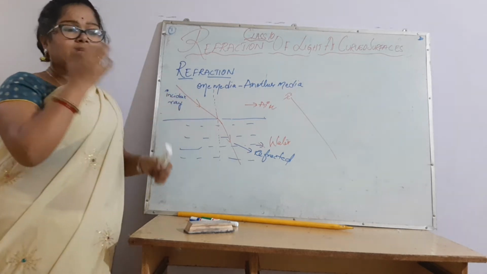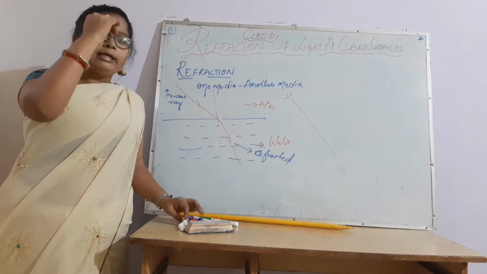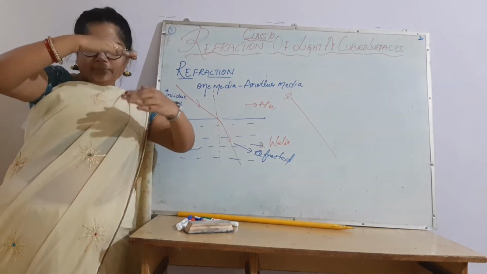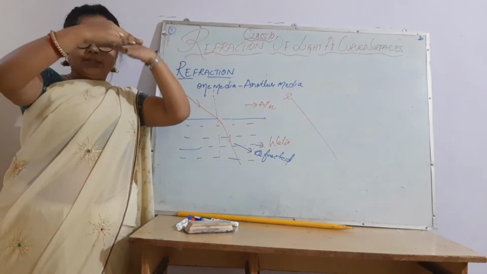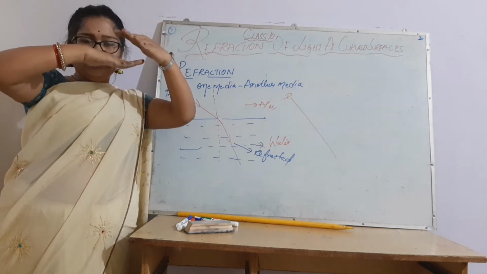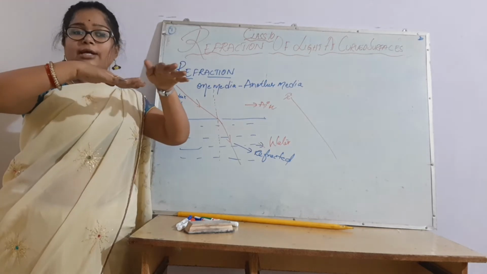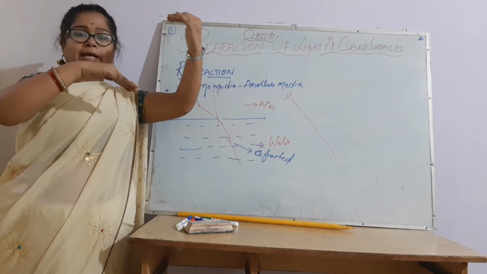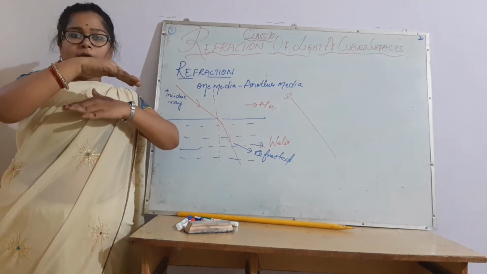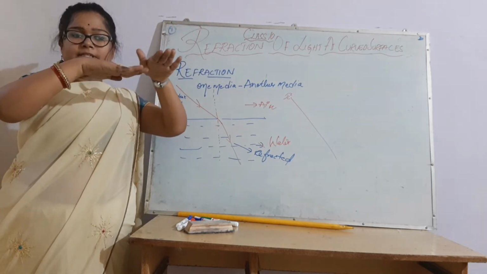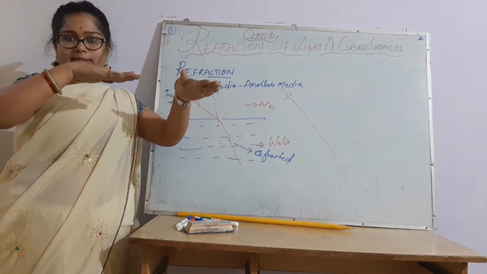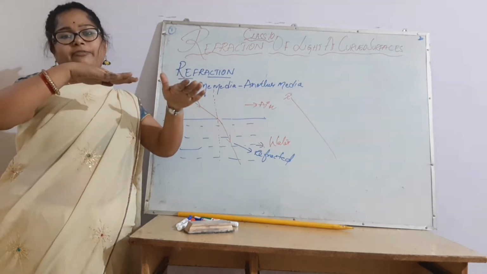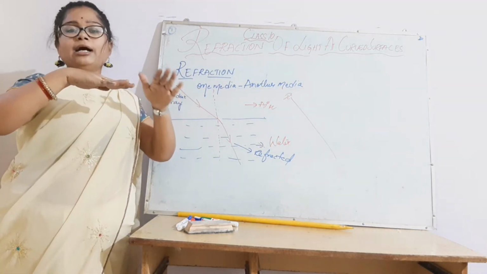Interface is nothing but where these two media meet. A line will be there where the light has to change from one media to another media. Suppose this is the air above, this is the water down. There will be one border where the light enters from air to water. The surface where the light enters from one media to another media is nothing but the interface.